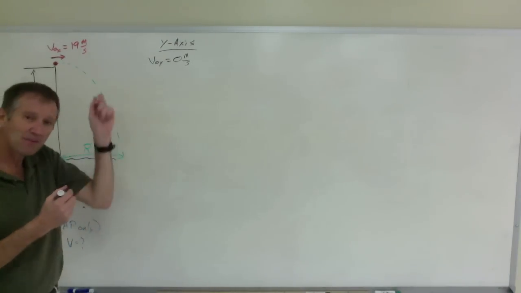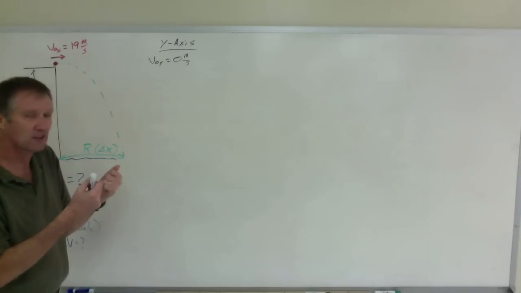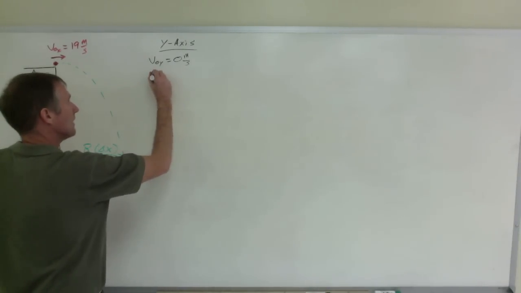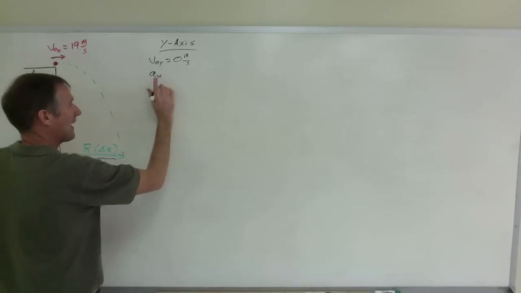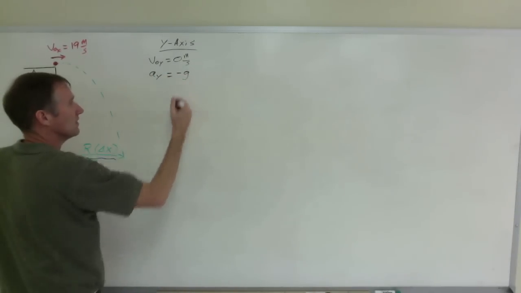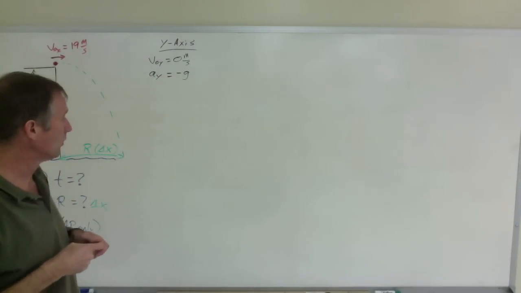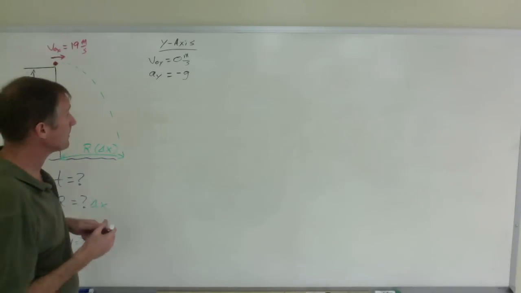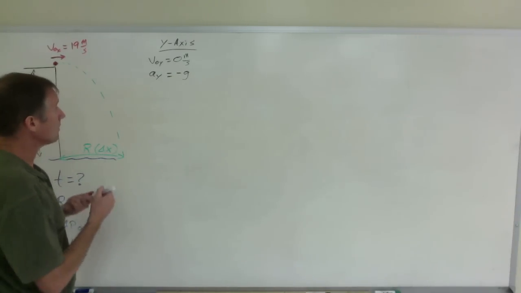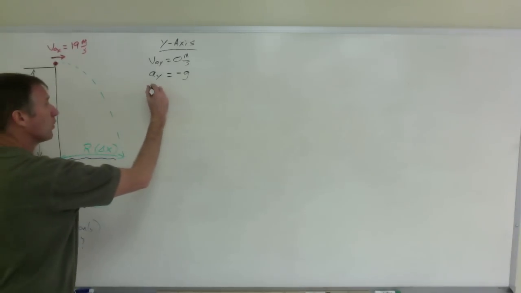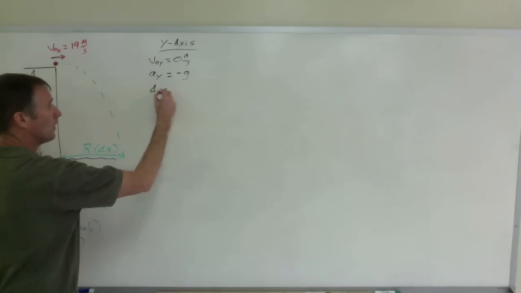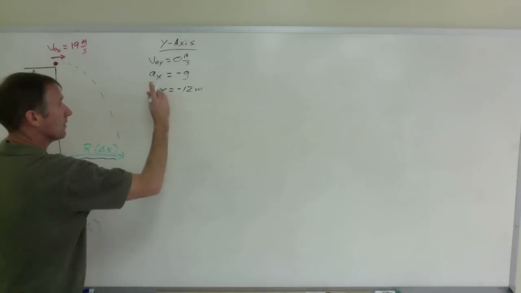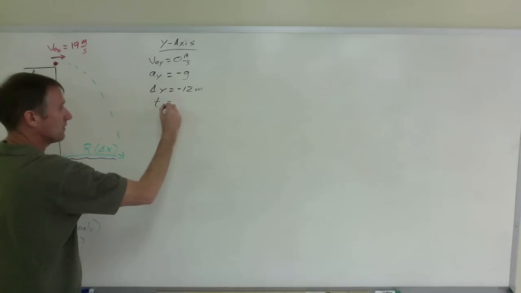And then in the vertical axis, the only acceleration is negative 9.8 meters per second squared. And so we say that the acceleration in the y-axis is negative g, negative 9.8 meters per second squared. We are ignoring air resistance as we do in all of these problems. So we also know that it falls 12 meters vertically. So delta y is negative 12 meters. The variable we're looking for is time.